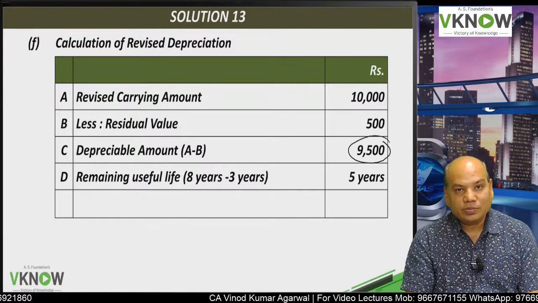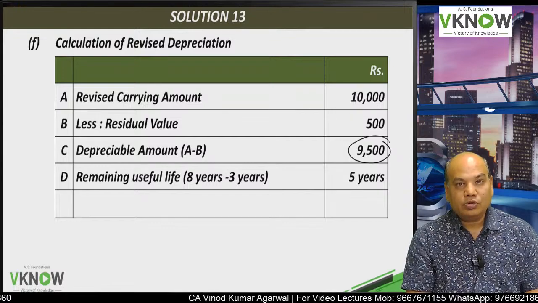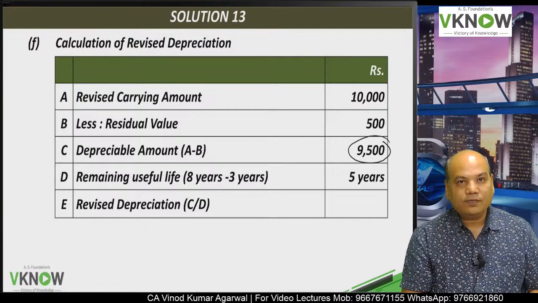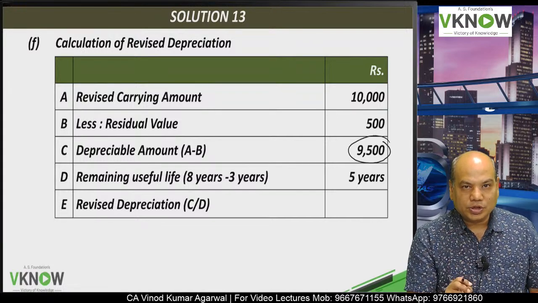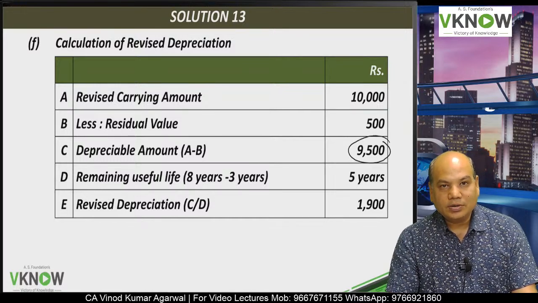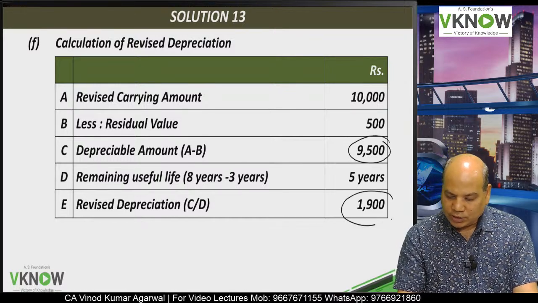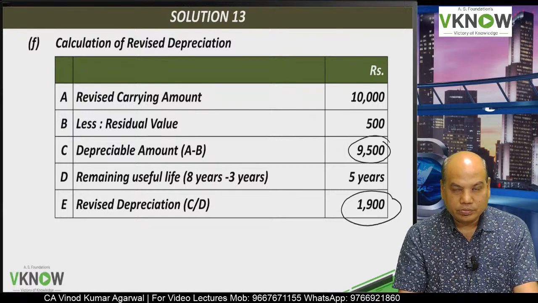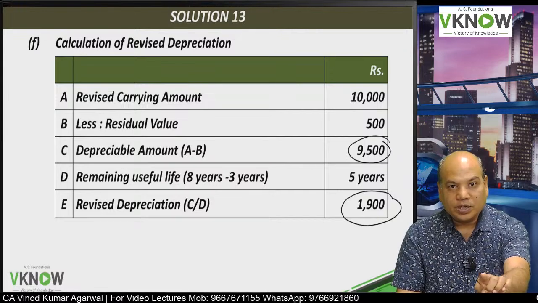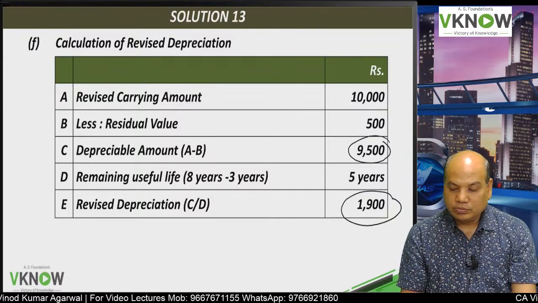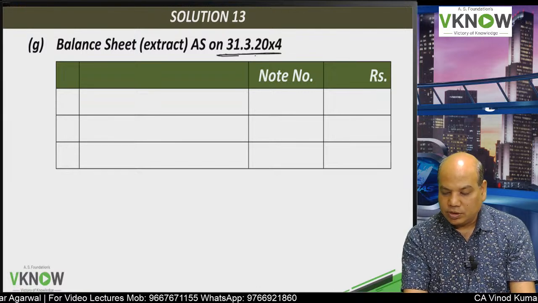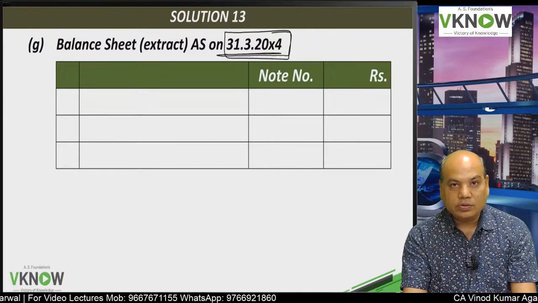What is the remaining useful life? Remaining useful life is 5 years, and therefore revised depreciation is 1900. 2 marks for this also. So this completes my basic calculation part. They have asked you the presentation in the balance sheet also. So write down balance sheet. But balance sheet presentation we have to give on 31/3/2004.